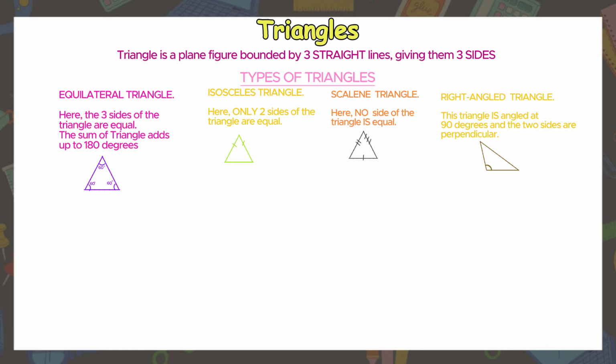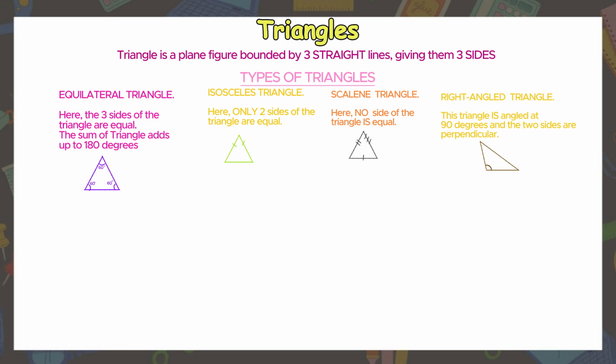Now look at the first one, equilateral triangle, isosceles triangle, scalene triangle, right angle triangle. Here all sides are equal. Here only two sides are equal. Here no side is equal. Here there is an angle of 90 degrees, and the two sides are perpendicular.